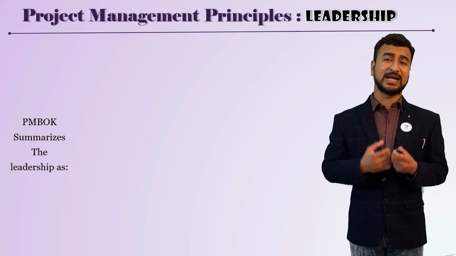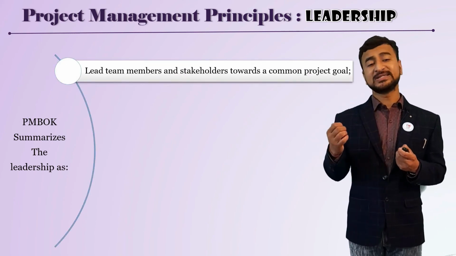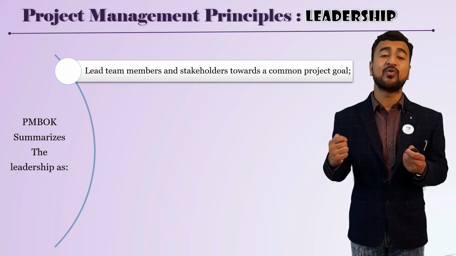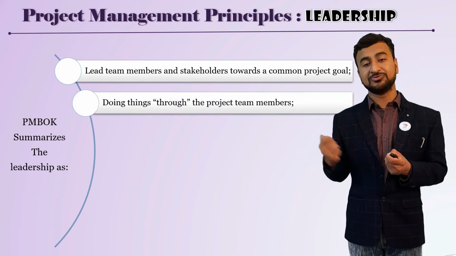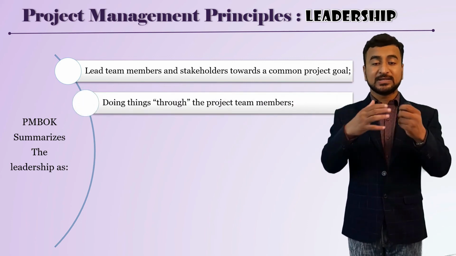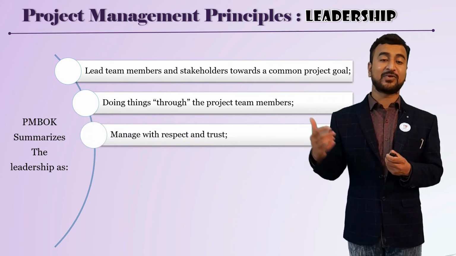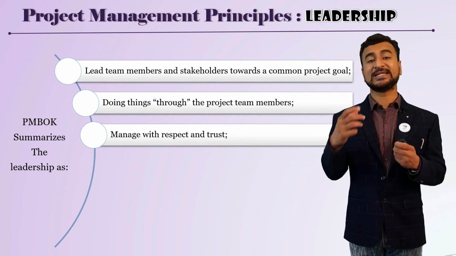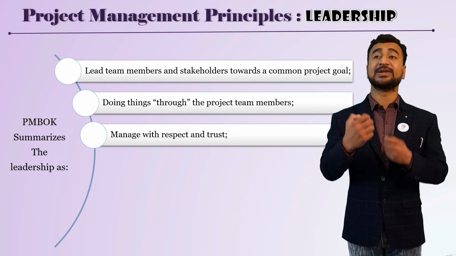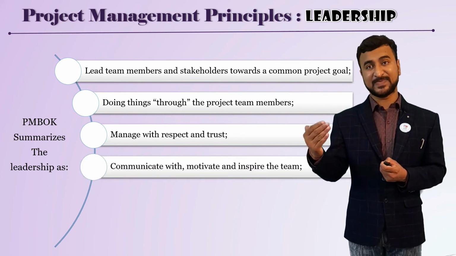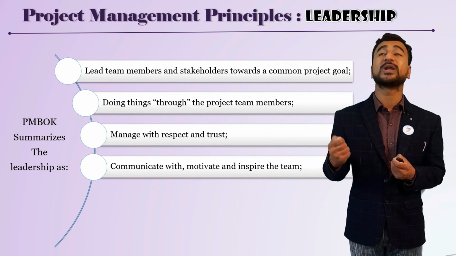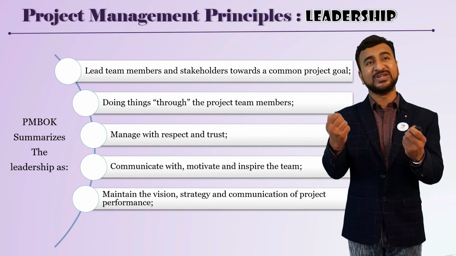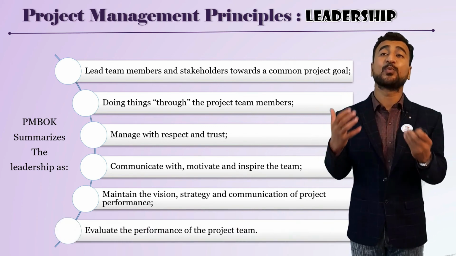What PMBOK, specifically version 7, summarized is that leadership is the way to lead the team members and the stakeholders to achieve the common goal. And during this, you have to get things done from the team members and manage with respect and trust. That is most important. That is one of the ethical responsibilities, that you have to behave with respect and trust with your team members, communicate, motivate and inspire them to achieve the goals for the organization, and maintain the vision, strategy and communication of the project performance.